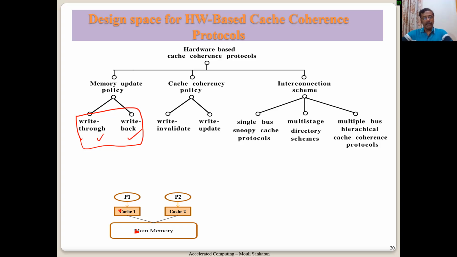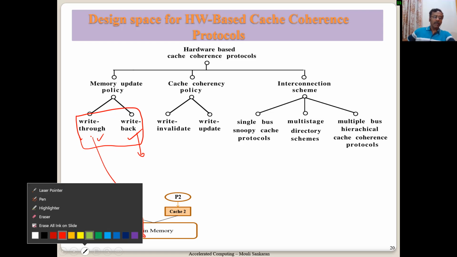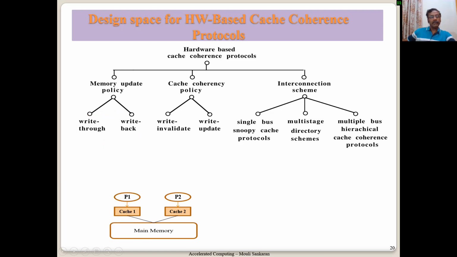Now, cache coherent policies, there are two things: write invalidate and write update, which we will cover in the next section. And then how do you interconnect? This is the interconnect. How do you interconnect the cache with the main memory? There are single bus Snoopy cache and multi-stage directory schemes, and many of them. We are going to cover only the Snoopy protocol in the next section, and maybe we'll touch upon this, not in detail, but this is not going to be covered. So this is in terms of a bus.